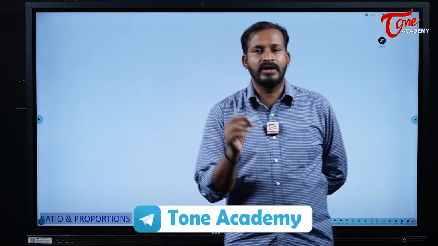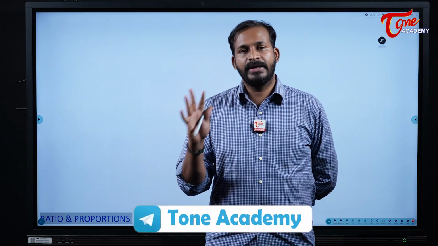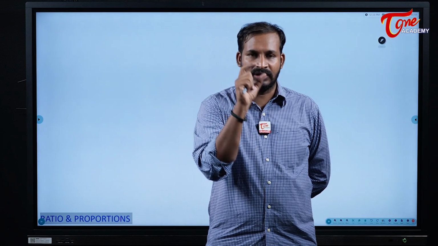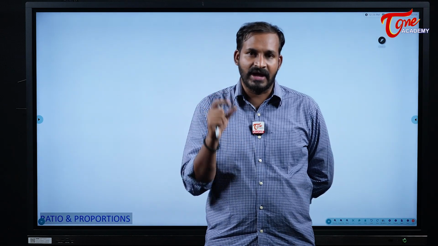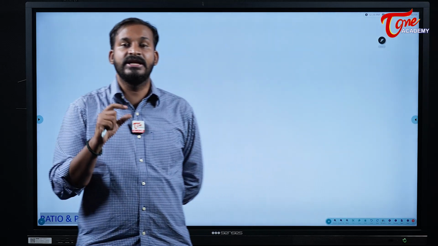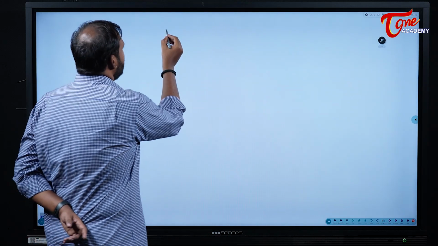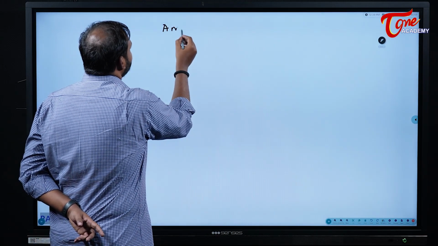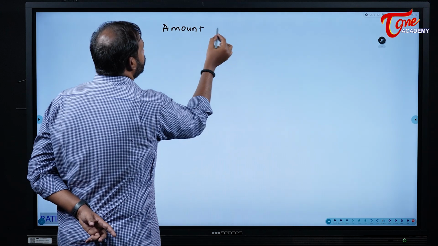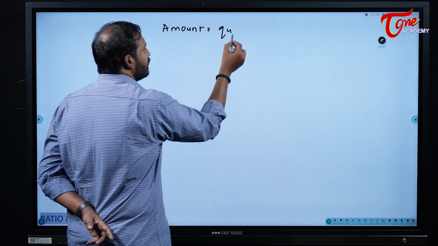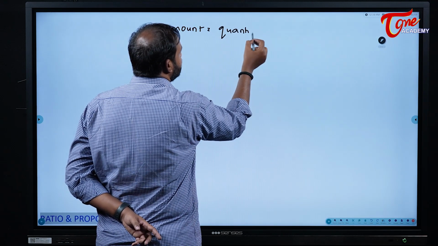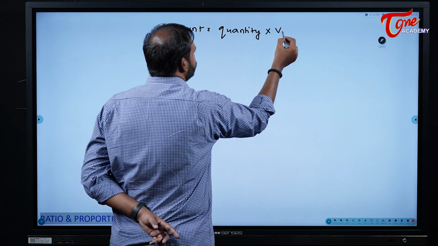For example, if you have five 2 rupee coins with you, what is the total amount you are going to have? You are going to have 10 rupees. How will you say? 5 into 2, that is quantity into its value. In this case, the value we call denominations. So amount is equal to quantity, or else number of coins, into value.